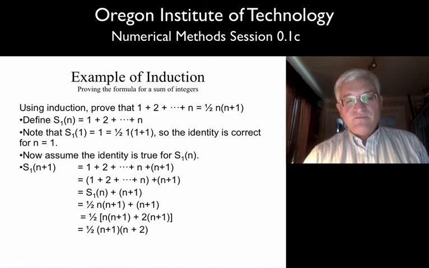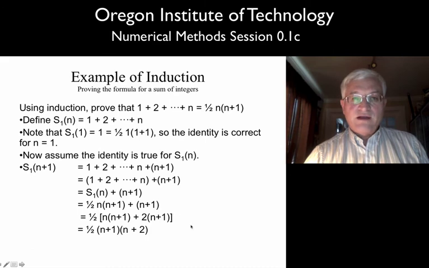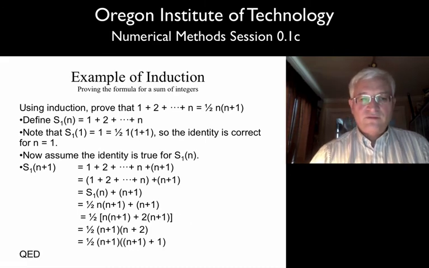But that means it will work for n if it works for n minus 1. And it'll work for n minus 1 if it works for n minus 2, and continue all the way down until you check to see if it works for the very first n, which it does. And therefore we have a proof by induction that that formula is correct.